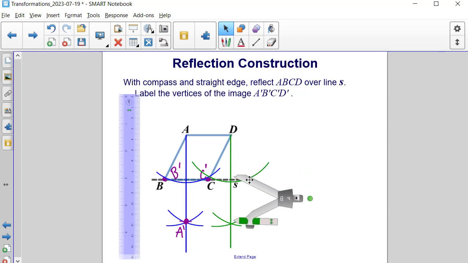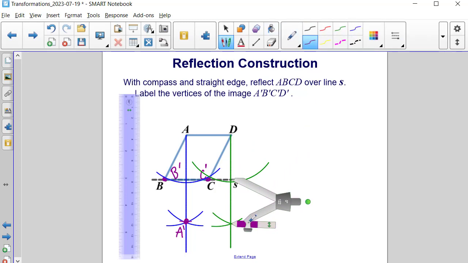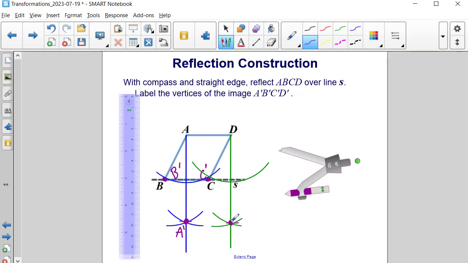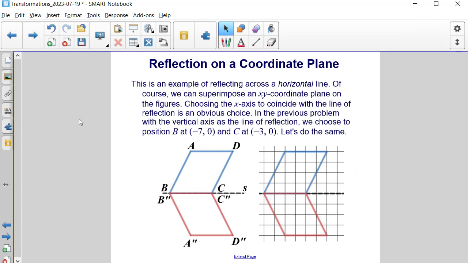And then we're going to translate it down to the line of reflection. Again, we'll change the color. So this is where point D prime will be. And we can connect our image points to make our quadrilateral A prime, B prime, C prime, D prime. This is an example of reflecting across a horizontal line.